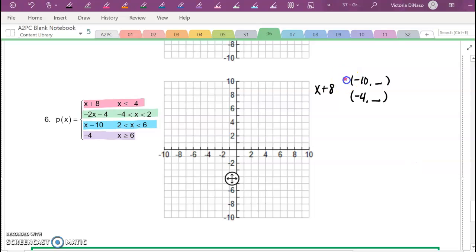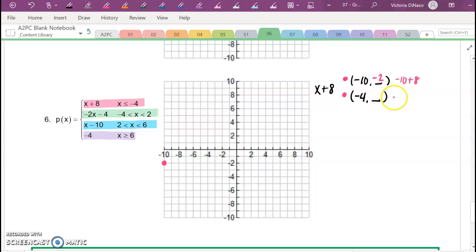Yeah, at negative 10 we're going to have a closed circle, as always, unless it's otherwise shown. And then at negative 4, it looks like we also have a closed circle. So from here, what we're going to do is plug negative 10 into x plus 8. So we have negative 10 plus 8, which is negative 2. So we're going to put a closed circle at negative 10, negative 2.